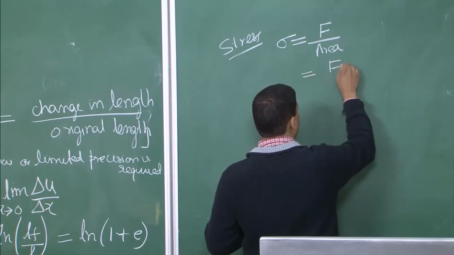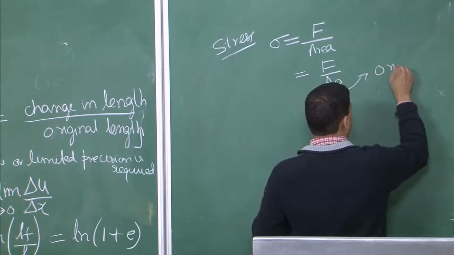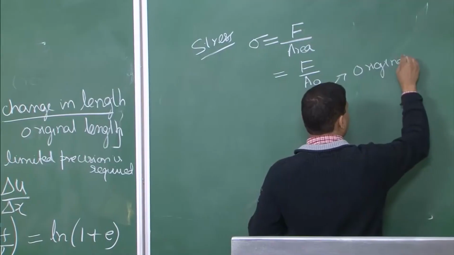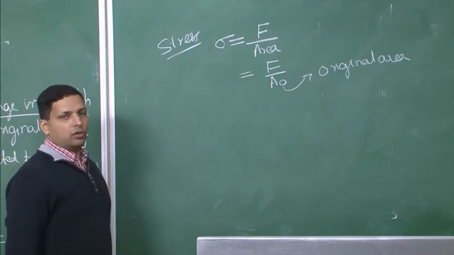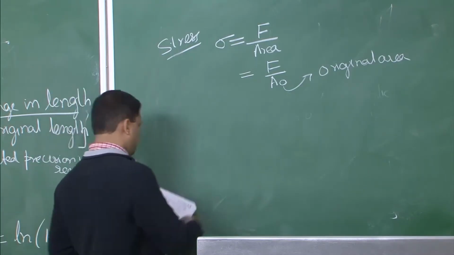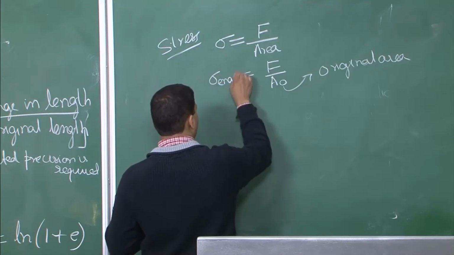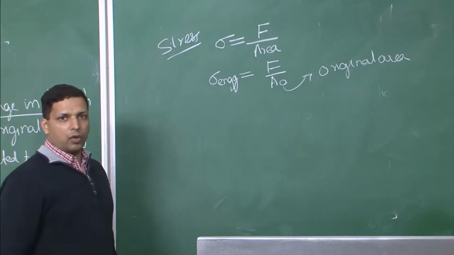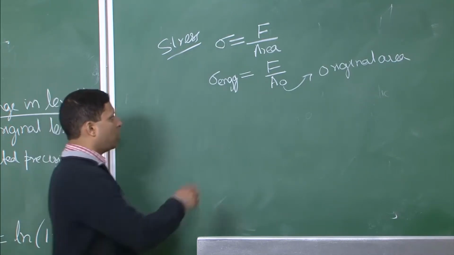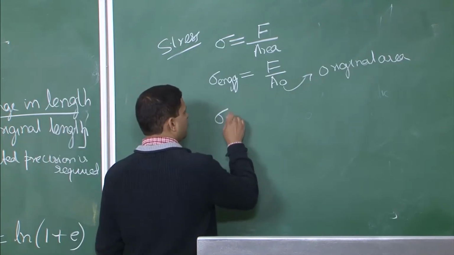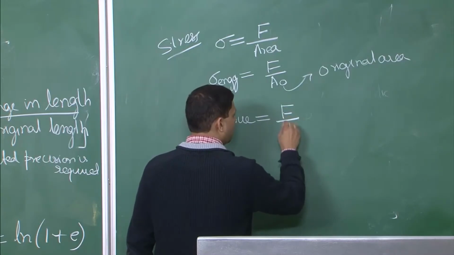If you take F by A naught, where A naught is your original area, even after deformation, then this gives you the engineering stress. So, what change do we need to make if we want the true stress? We need to change it to F over A instantaneous.